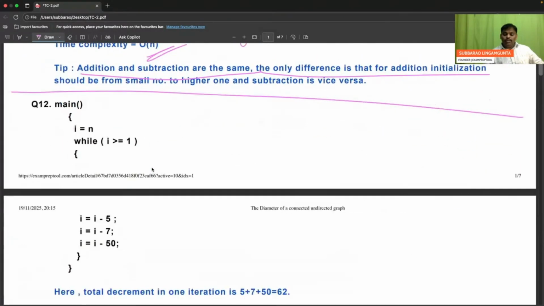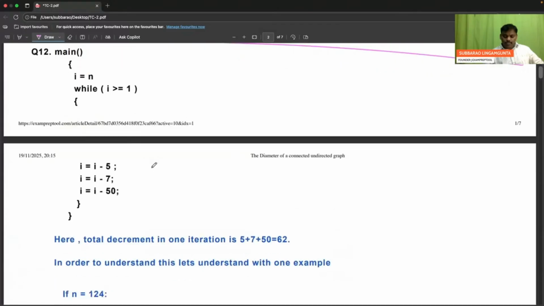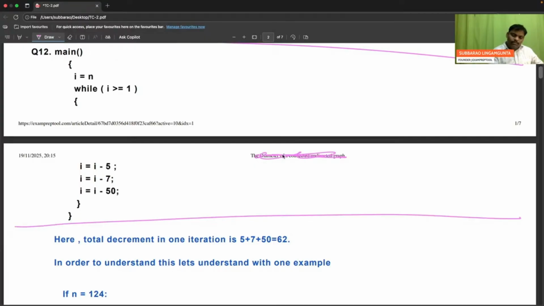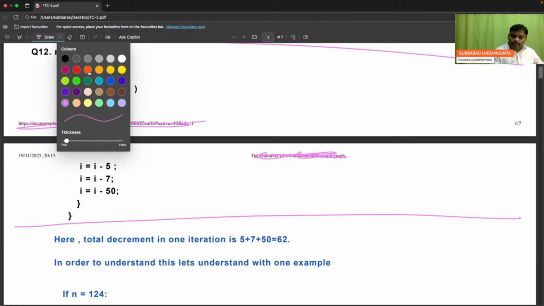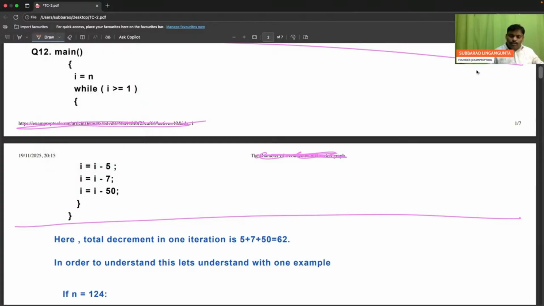What is question number 12? Similar. Can you try question number 12? Don't worry about this. Question number 12, please understand. Try to catch this problem, everyone. Question number 12. You may see some interesting thing.